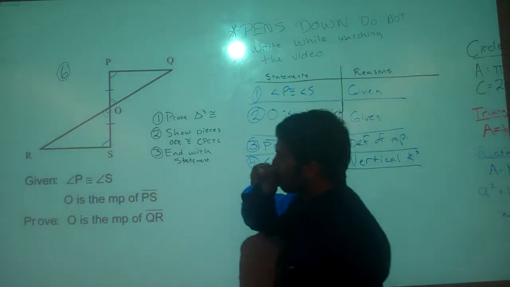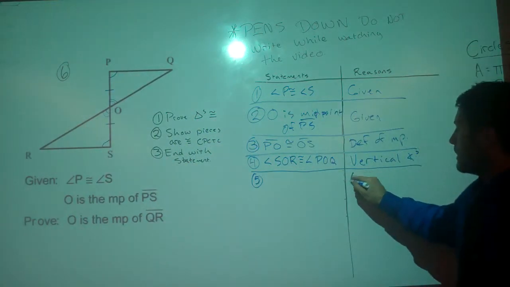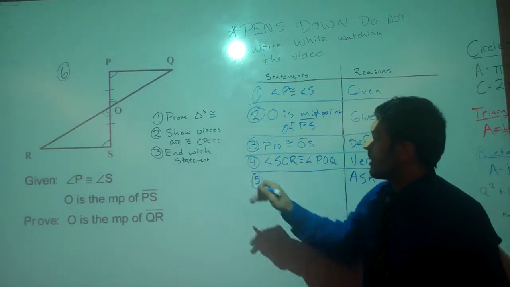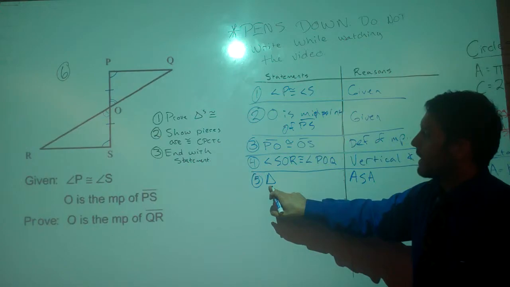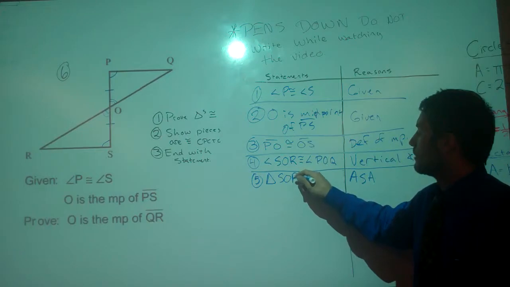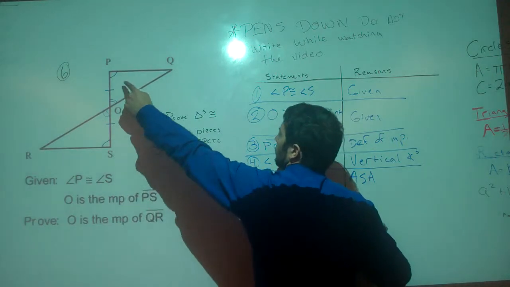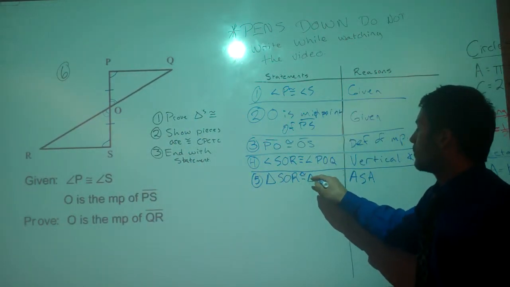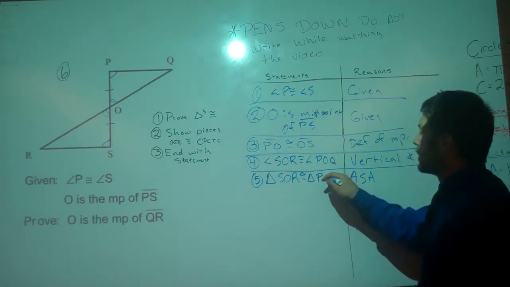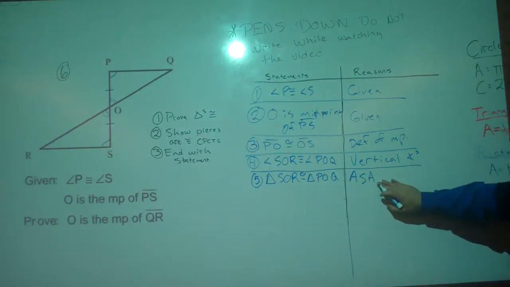At this point, I have angle, side, angle with the side connecting the two angles. So I have enough to say that the triangles are the same as one another. I can say triangle, and notice the symbol is much different than this symbol here. Triangle SOR is congruent to, and now I need to go in order. Angle S on the bottom goes with angle P on the top. So P is going to go first because S went first. O on the bottom goes with O on the top, and R on the bottom goes with Q on the top. That is true by angle, side, angle.